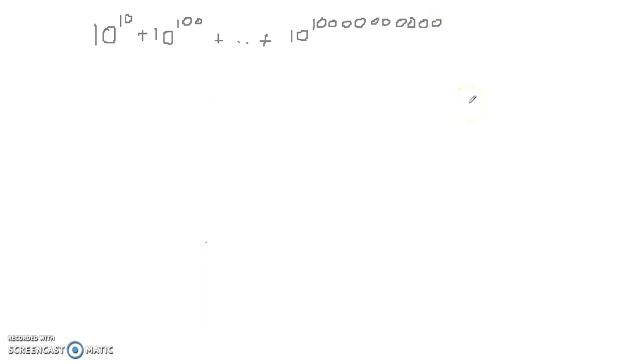We want to know what the residuum is when we divide this number by 7. So actually we are looking for x such that this expression is congruent to x modulo 7. How will we approach this problem?